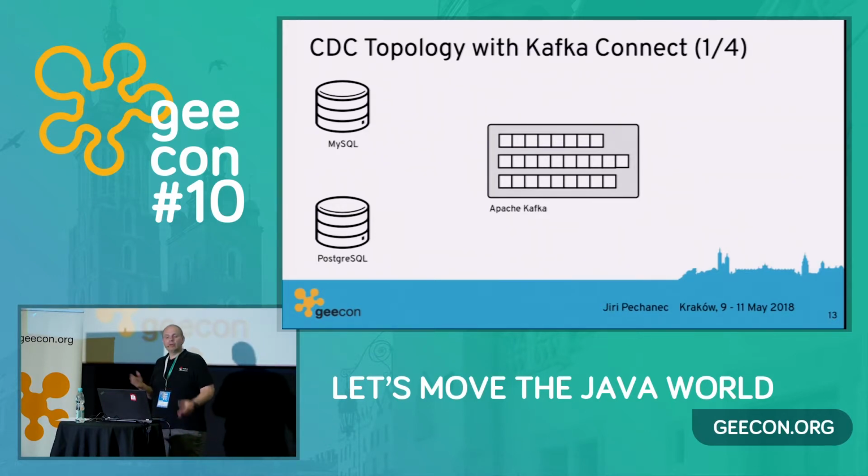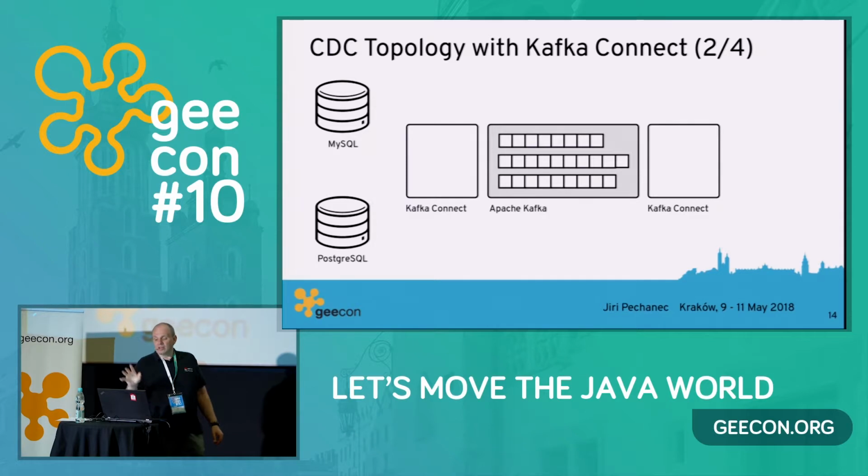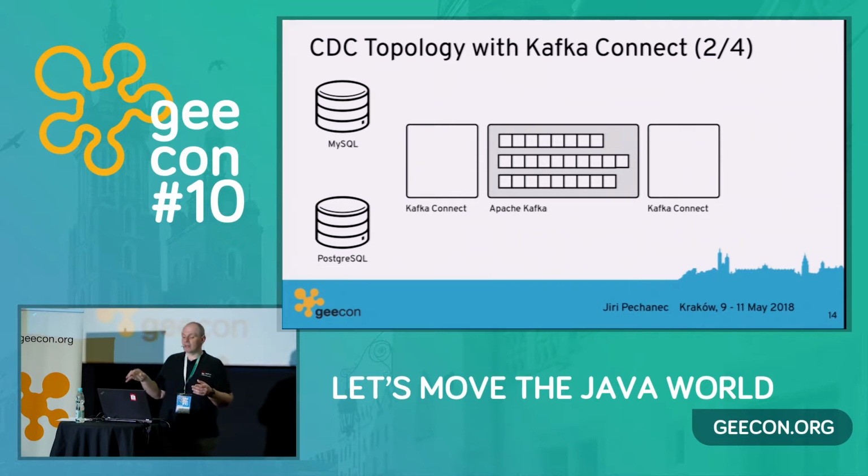So, if we have Kafka Connect, how does the change data capture topology look with it? As an example, here we have two databases. One is MySQL, one is Postgres, and we have the Apache Kafka broker. So we are putting Kafka Connect in front of Apache Kafka. So we have a framework that will stream the data or record the data to Kafka. And again, Kafka Connect behind Kafka, so something that will read the data from the broker and write it somewhere else.